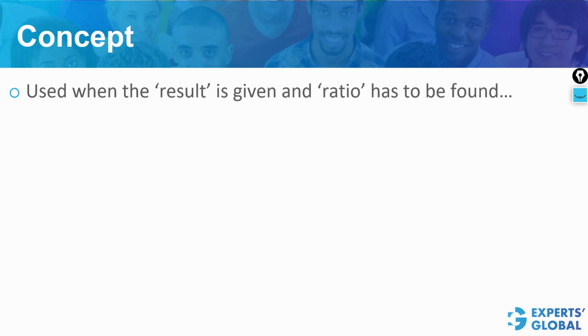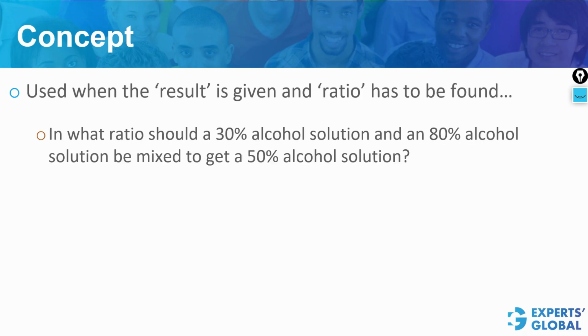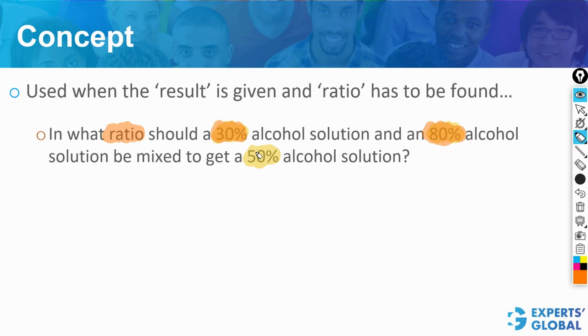Alligation is used when the result of a mixing operation is given and the ratio has to be found. For example, this question. It is given that when this entity is mixed with this entity, the result is such an entity. We need to find the ratio in which these two entities were mixed to get the resultant entity.